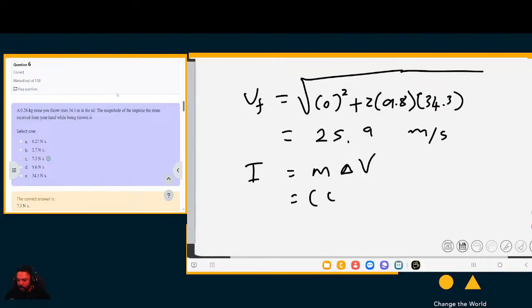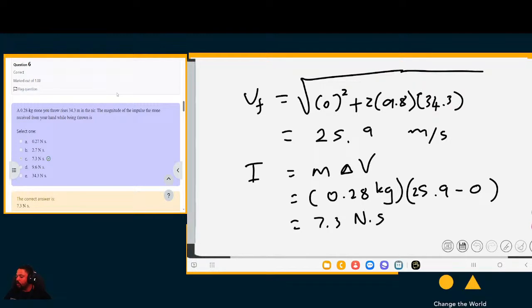The mass is 0.28 kilograms, while the change in velocity, the final velocity, is 25.9 minus 0. So your answer at the end, therefore, is 7.3 Newton seconds. Okay, Newton seconds, not per second. That is the impulse.